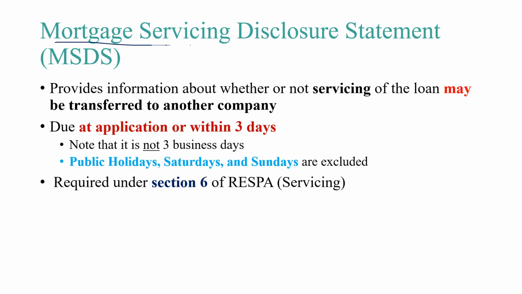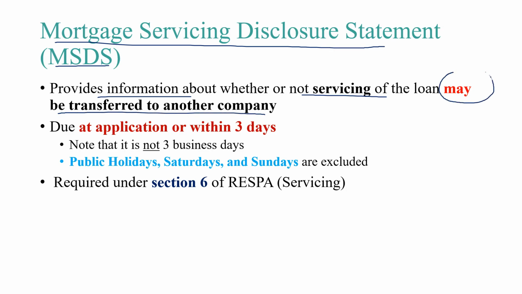Let's talk about the Mortgage Servicing Disclosure Statement, or the MSDS, under RESPA. The MSDS provides information about whether or not servicing of the loan may be transferred to another company. And here you want to highlight the word may. This is about whether servicing may or may not be transferred to another company.